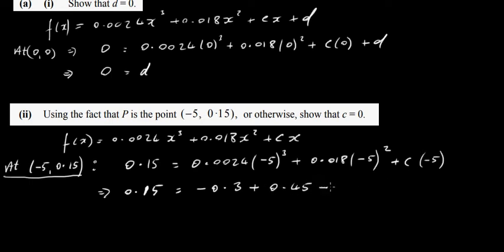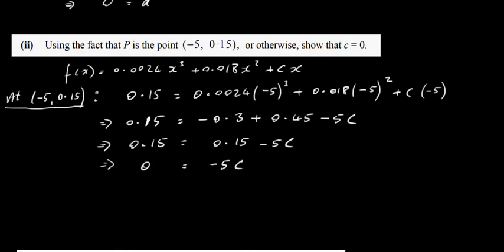And here we're left with minus 5c here. Okay, so we're almost there. Let's see, 0.15 is equal to, when we just add these two, minus 0.3 plus 0.45, we get 0.15. Minus 5c here as well. Subtract 0.15 from both sides and you get 0 is equal to minus 5c.